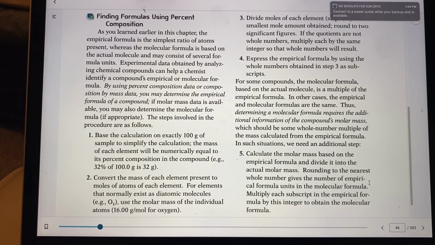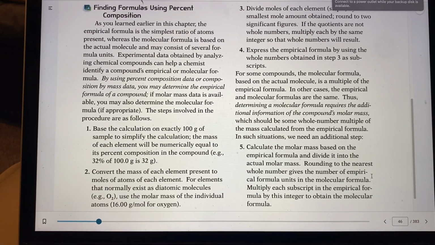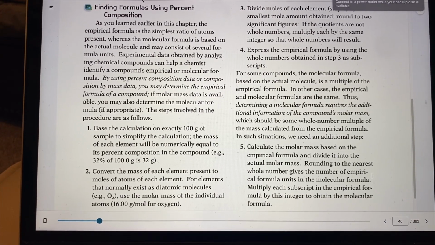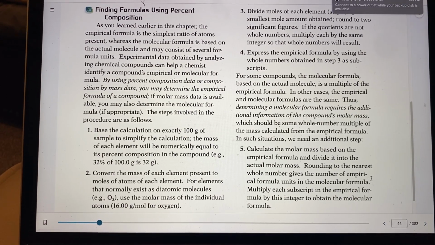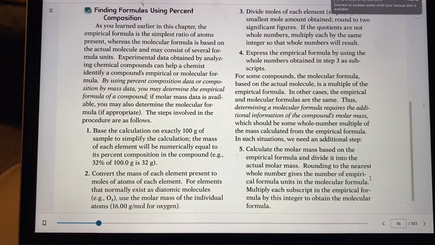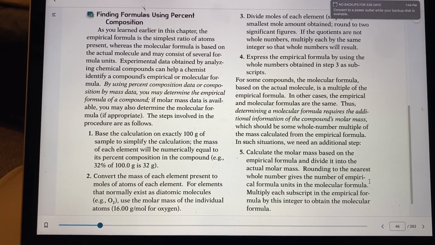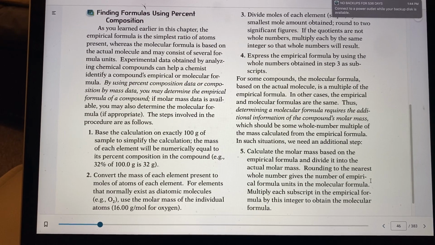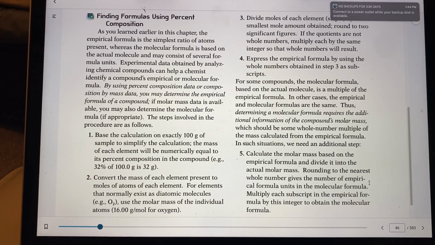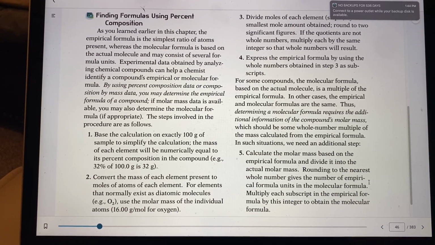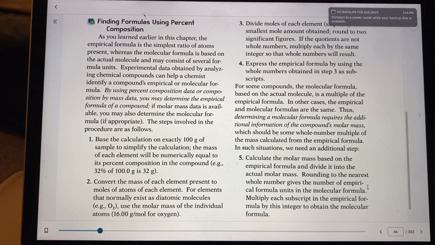And we learned that by using percent composition data, or composition by mass data, you may determine the empirical formula of a compound. So basically, they're going to give you the mass data, and then you're going to make the formula from it, or find out what the formula is. They have a 4-step method here, and you can just follow each step. Or, there's actually a simpler way to do it, and we'll look into that. But going by the method first is the easiest way to do it in steps. Let's look at what the steps are going to be.